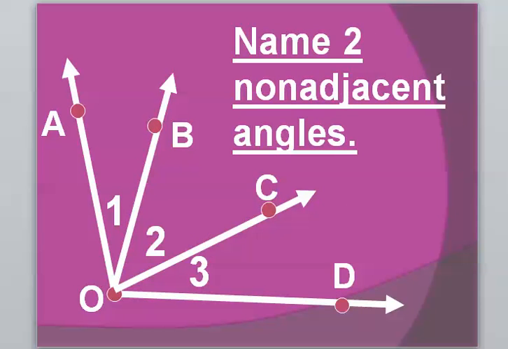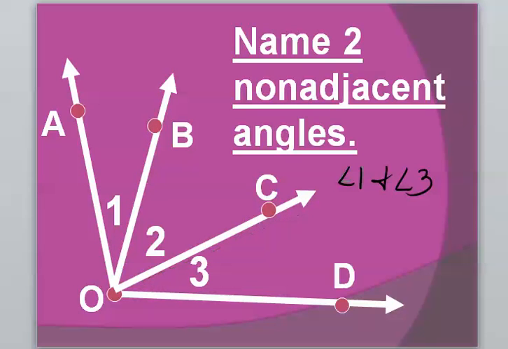This slide says name two non-adjacent angles. When we put the non prefix in front of it, it negates it. So we want two angles that are not adjacent. They're not next to each other. And there's two different things you could do with this. You could pick angle 1 or angle AOB. And to go with that, angle 3 or angle COD, because there's a space between those. Those are not adjacent. They're not next to each other.